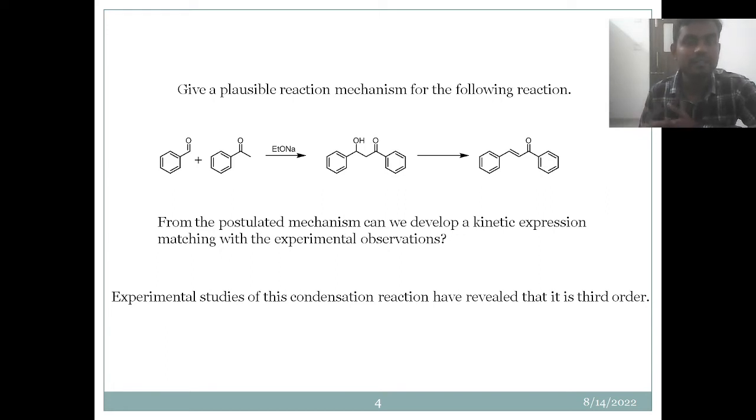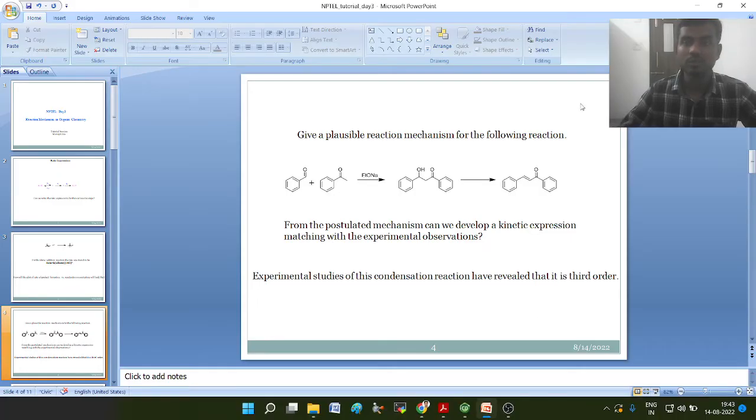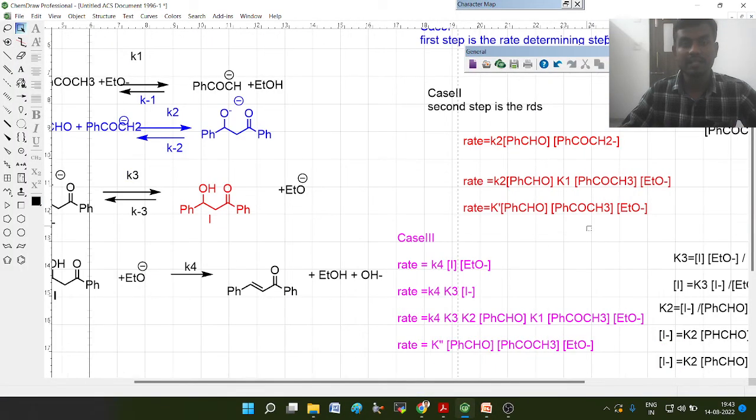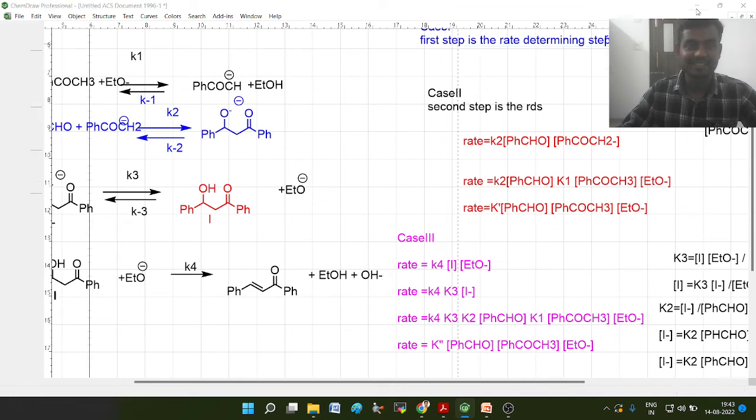From the experiment on the intermediate, they found that the last step is very fast compared to the other steps. That's how we eliminate the last step as the rate determining step, and we got that the second step, where PhCHO is attacked by PhCOCH2 minus, is the rate determining step. Experimental studies of this condensation reaction have revealed that it is third order, and we have been able to get the rate expression. So this is our rate, this is our rate determining step, and we know the mechanism. That was a thorough discussion of this condensation reaction.